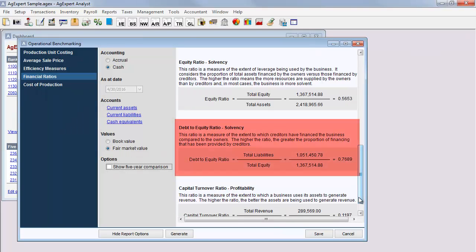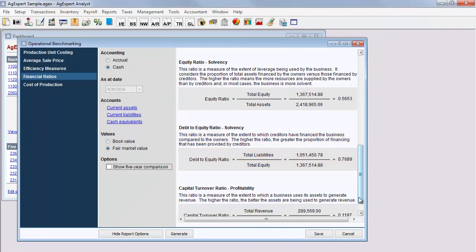The debt-to-equity ratio measures the extent to which the creditors have financed the business compared to the owners. The higher the value, the greater the proportion of financing that has been provided by creditors. This ratio depends solely upon the comfort level of the individual. Generally speaking, this ratio is high for new farmers or those in expansion.